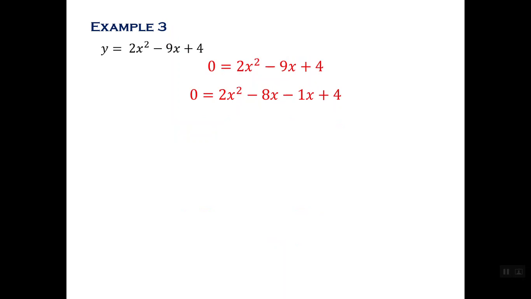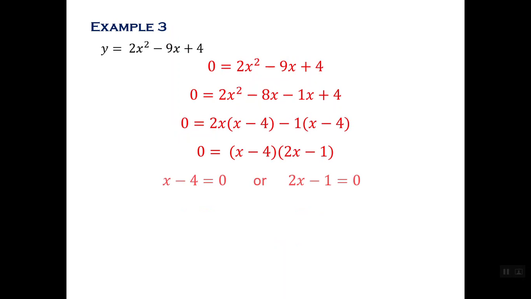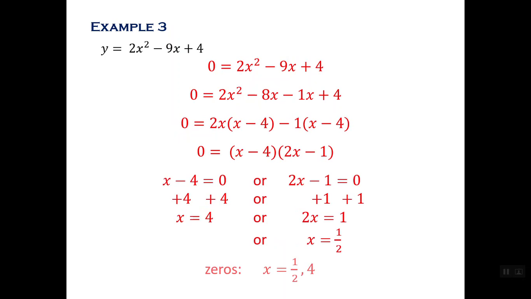And then I proceed to factor using the AC method. If you need a review of that, go back to our factoring unit. And I'm left with the factors of x minus 4 and 2x minus 1. I set each of those equal to 0, and I solve each of those as little mini equations, and I end up getting zeros of 1/2 and 4.